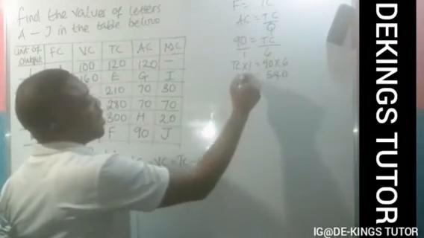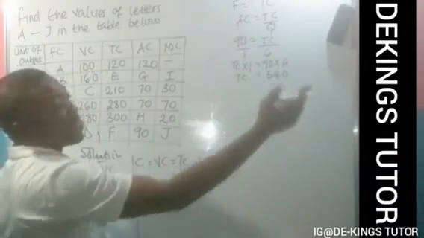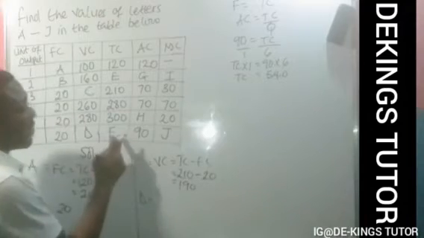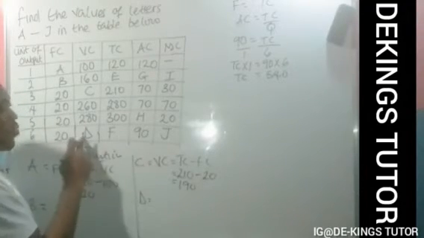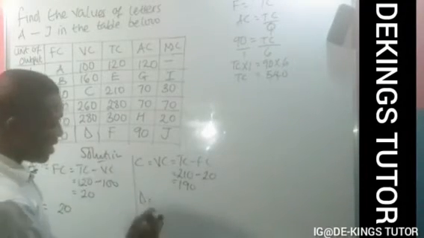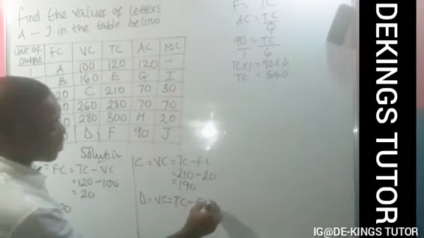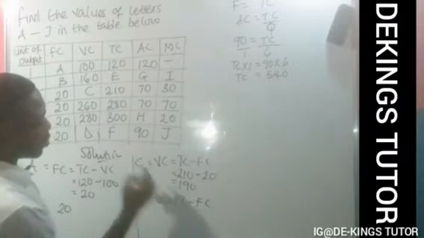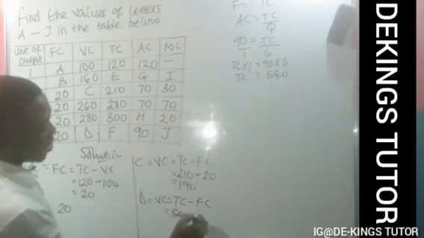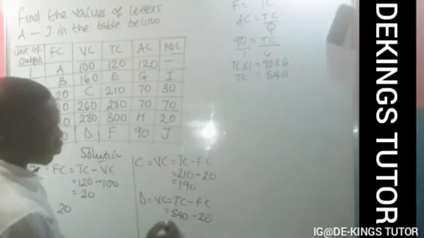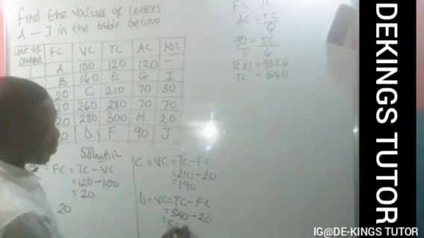Our total cost now for F. So we have used that to remove some F. F is 540. Now how do we get D? We can get D by saying our variable cost is total cost minus fixed cost. What is total cost? 540, minus what is fixed cost? 20. 540 minus 20 gives us 520.